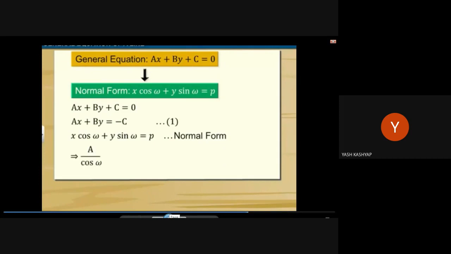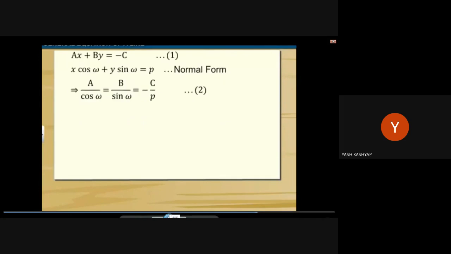Now here you see that the equation of a line, general form to normal form: normal form is x cos omega plus y sin omega is equal to p. So here you can write a by cos omega, b by sin omega is equal to c by minus p. That is nothing but cos omega is equal to minus ap by c, sin omega is equal to minus bp by c.